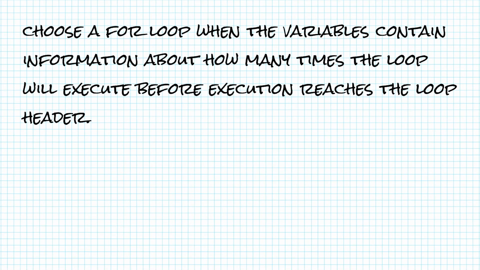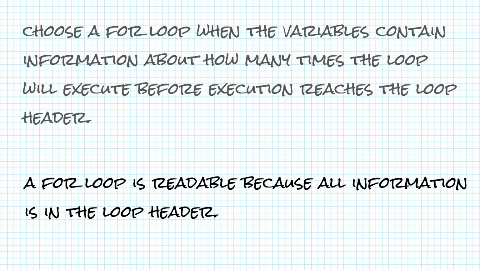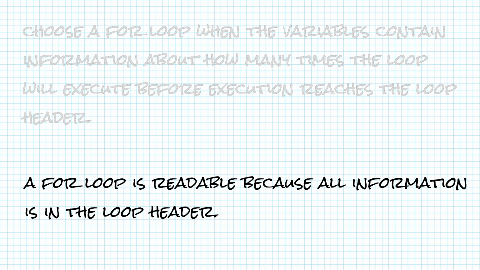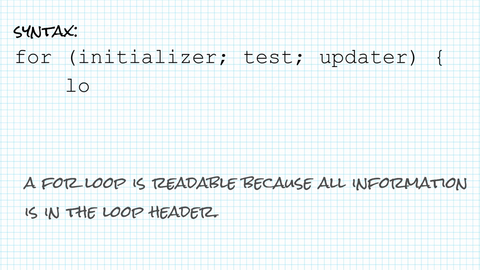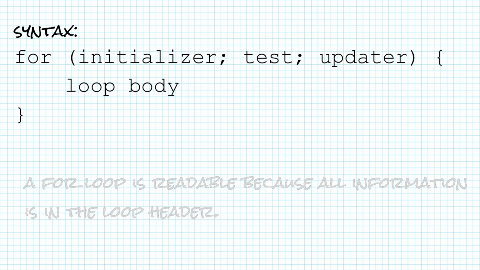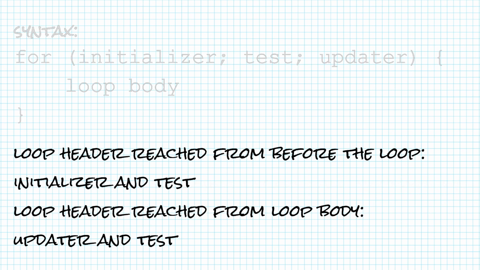To summarize, choose a for loop when the program state, the variables, contain information about how many times the loop will execute before execution reaches the loop header. A for loop is a good choice under these conditions because it is readable. All of the loop control information is contained in the loop header. The syntax is for, open paren, initializer, semicolon, test, semicolon, updater, close paren, with the loop body enclosed in curly braces. The first time the loop header is reached, the initializer and test execute. Each time the header is reached after executing the loop body, the updater and test execute.